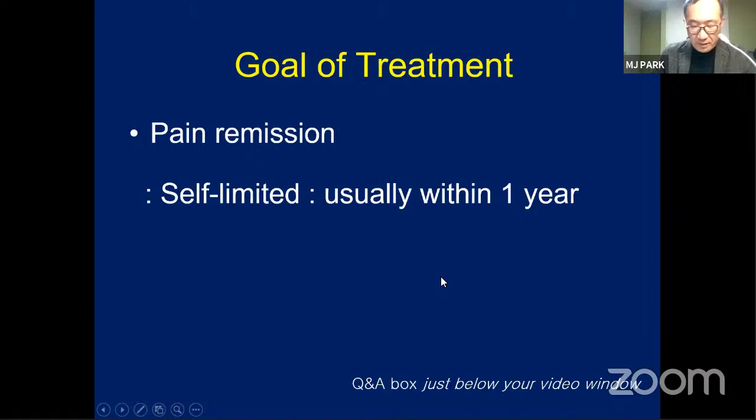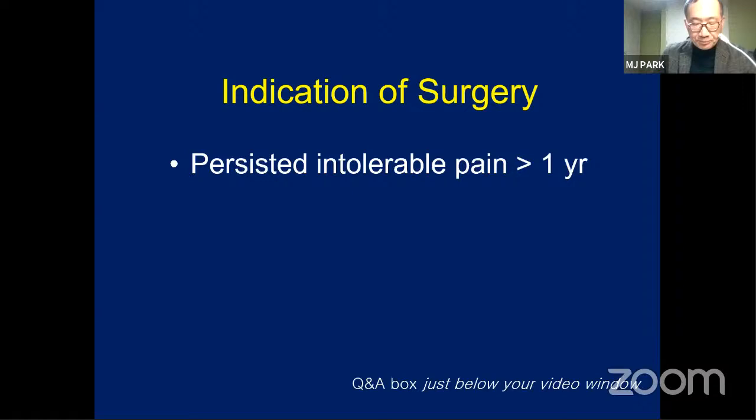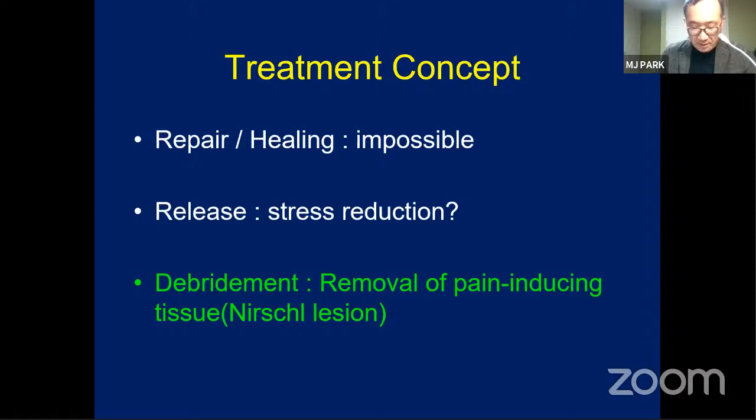Fortunately, in most patients, the natural course is self-limited, usually within 1 year. So the indication for surgery is persistent, intolerable pain or pain lasting more than 1 year. When you do the surgery, what is the key concept to eradicate the pain? I think the removal of the pain-inducing tissue, the neural lesion, is the key concept. I don't think we can repair it because it's already degenerated tissue, and release doesn't work because overloading is not the pain mechanism.